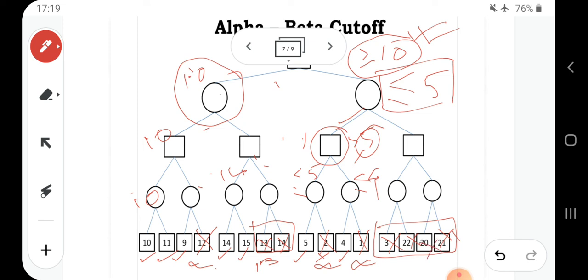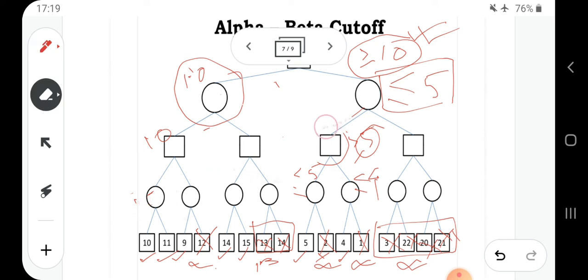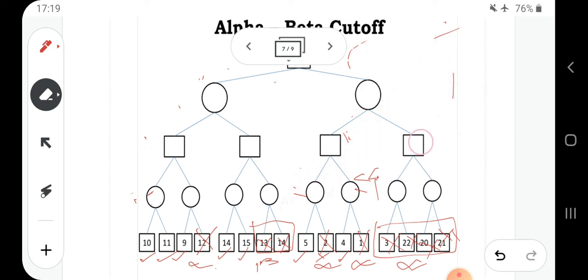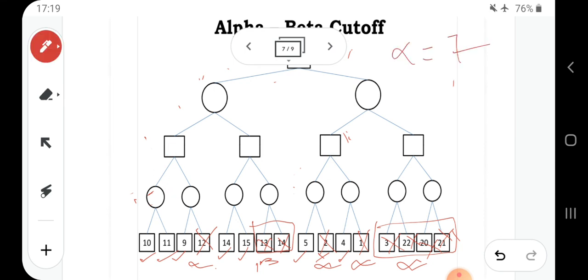All these 4 leaf nodes will not be checked and they will come under alpha cutoff. So altogether, if you check the bottom line, you can see that here we get 7 alpha cutoffs and 2 beta cutoffs within the tree. So the number of alpha cutoffs over here is 7. That is 1, 2, 3, 4, 5, 6, 7.